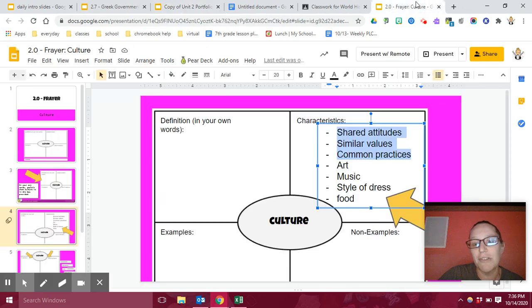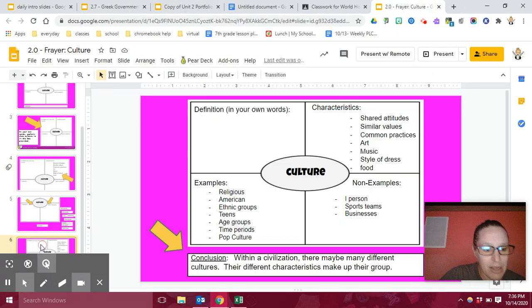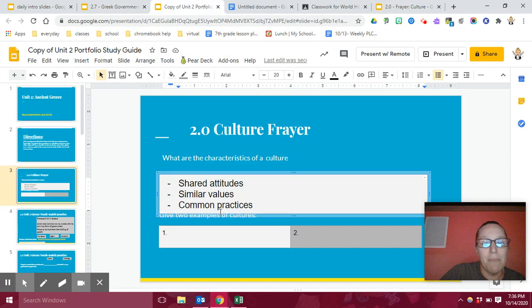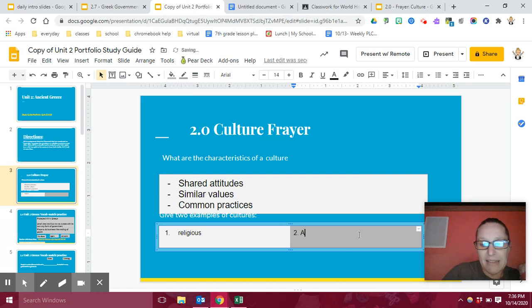I'm going to go back to 2.0 and I'm going to scroll here. All right, in 2 examples, you could put religious, American, ethnic groups. Again, you can copy and paste. So I'm going to grab 2. I'm going to copy those and I'm going to paste them in. Well, I'm just going to do it here because I can put religious and I'm going to put American over here. But again, you don't have to use the ones that I am. All right, so then there we go.